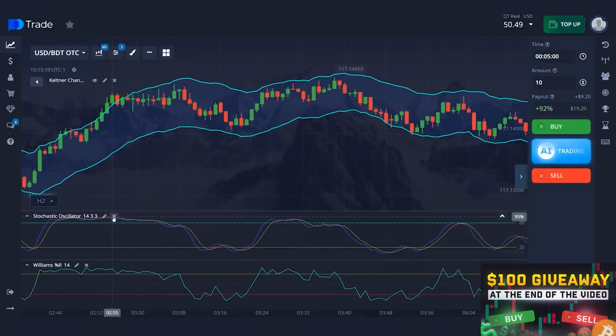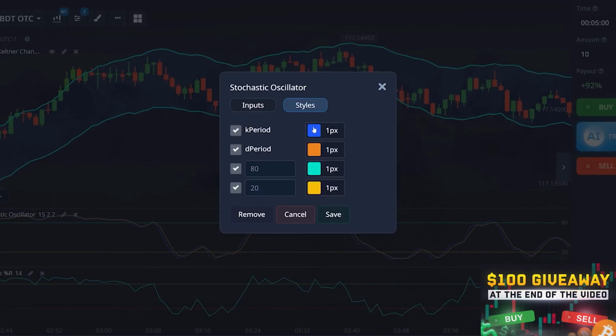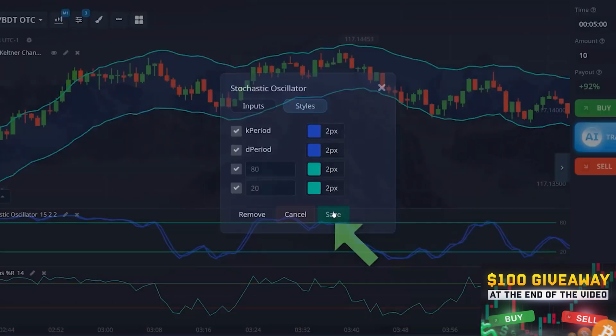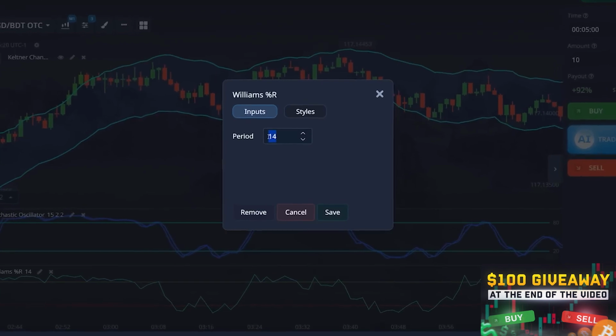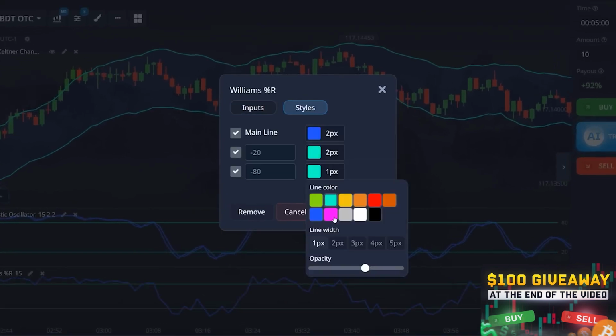Then I work with the Stochastic. I'm changing K period to 15, changing D period to 2, changing the slowing period to 2, and I'm also changing the line style. It remains to change the Williams indicator. I'm changing the period to 15. And that's all you need to get started.